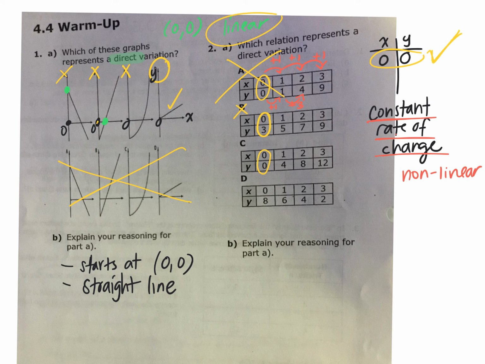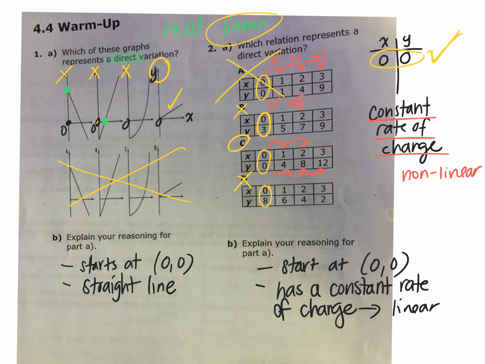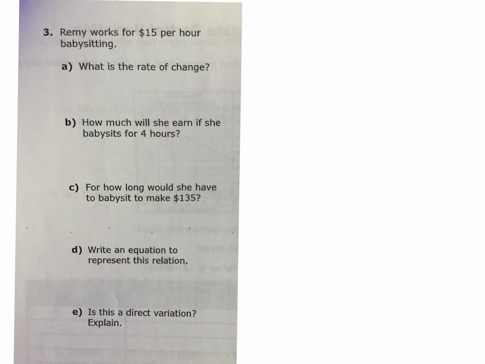But does it have a constant rate of change? It goes up by 1, and then it goes up by what? Okay, so the answer is C, and we know that it can't be D because it starts at (0, 8). So explain your reasoning. C starts at (0, 0), and it has a constant rate of change. The X and Y values go up by the same amount every single time, which means it's going to be linear. It has to be linear for it to be direct.